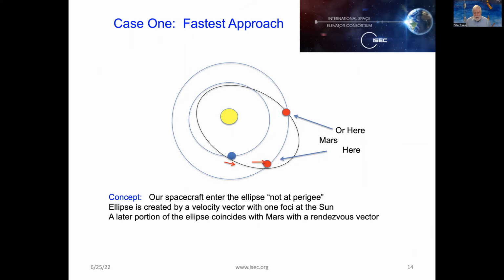Okay, here's just a quick case on the Arizona State University where we go from the Earth to Mars. We cut the corner. We don't do the Hohmann transfer, which is minimum energy. We go fast.